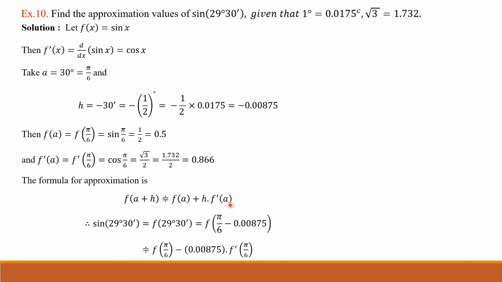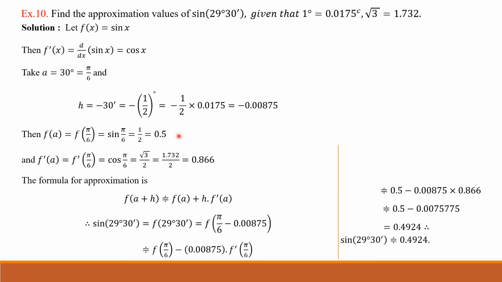The formula for approximation is f of A plus h is equal to f of A plus h into f dash of A. A plus h is 29 degrees 30 minutes. Hence, sin 29 degrees 30 minutes equals f of 29 degrees 30 minutes equals f of, converting into radians, pi by 6 minus 0.00875. Therefore, use the formula approximation: f of pi by 6 minus 0.00875 into f dash of pi by 6.